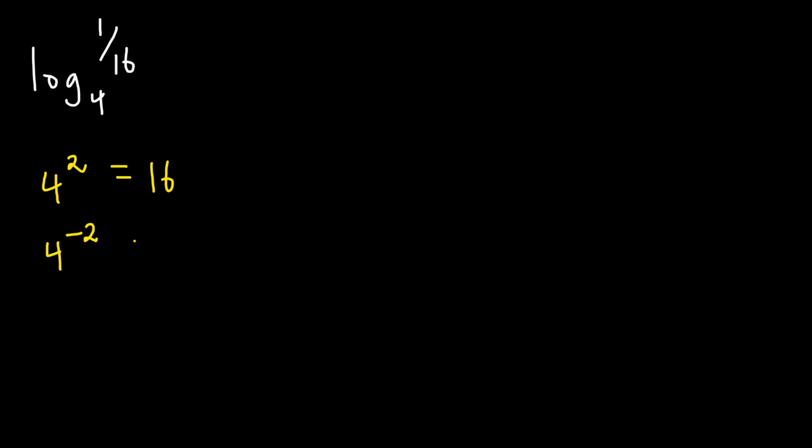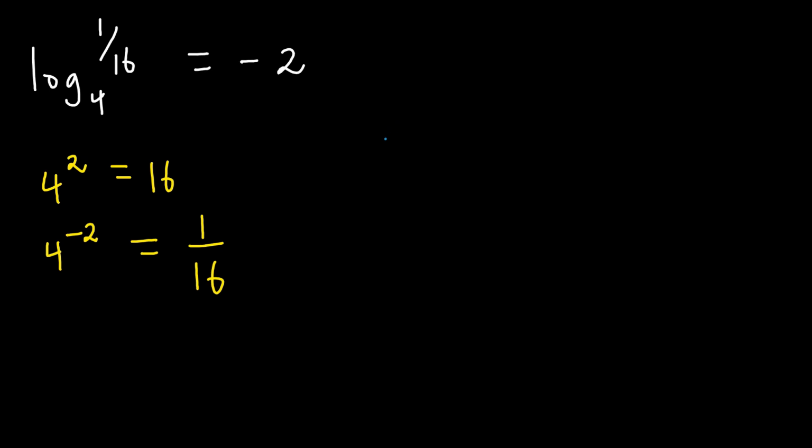Now you try this. Solve log base 4 of 1 divided by 16. Now how many times do you multiply 4 to get 16? We multiply 4 two times to get 16. So if 4 raised to the power of 2 is equal to 16, then 4 to the power of negative 2 will be equal to 1 divided by 16. Therefore, our answer is negative 2. So log base 4 of 1 divided by 16 will be equal to negative 2.